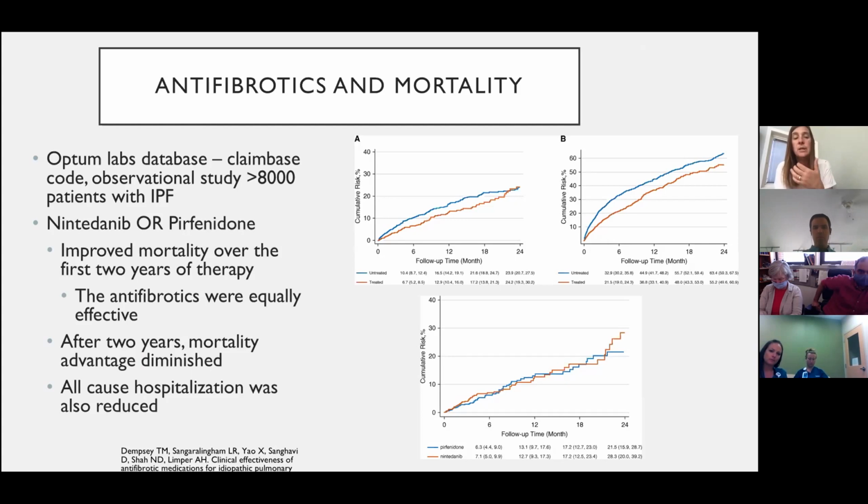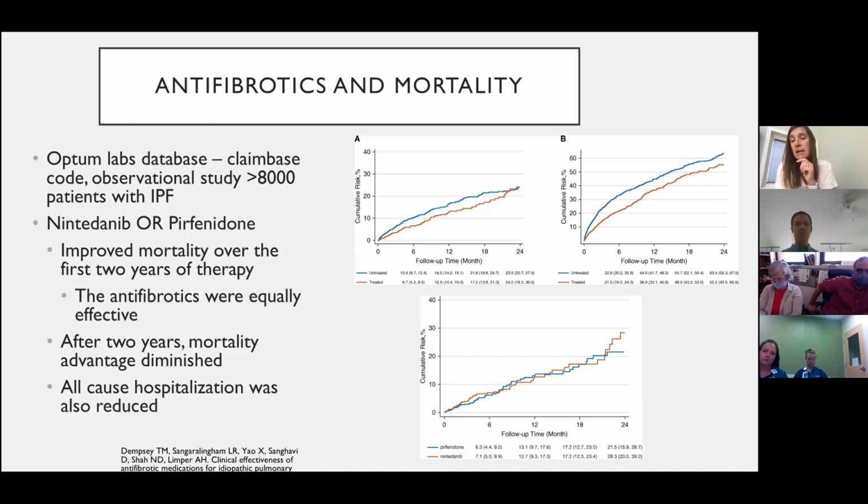This study really points to the fact that we are improving mortality right away over the first 2 years of therapy. In this claims-based study, patients were on either nintedanib or pirfenidone, so it didn't differentiate between the two. In fact, it was equal efficacy for both. Improved mortality after 2 years of therapy, and also decreased all-cause hospitalization.